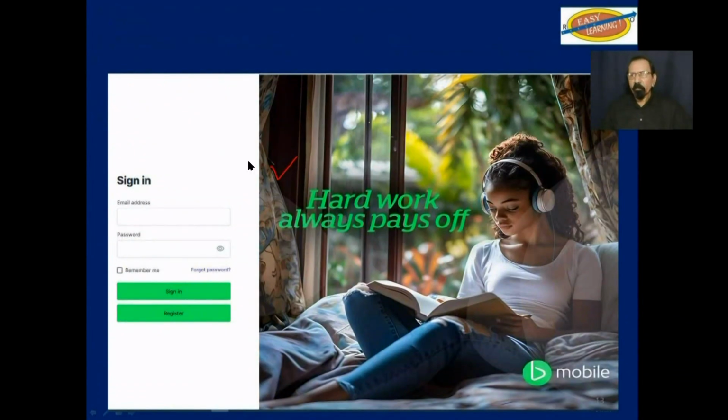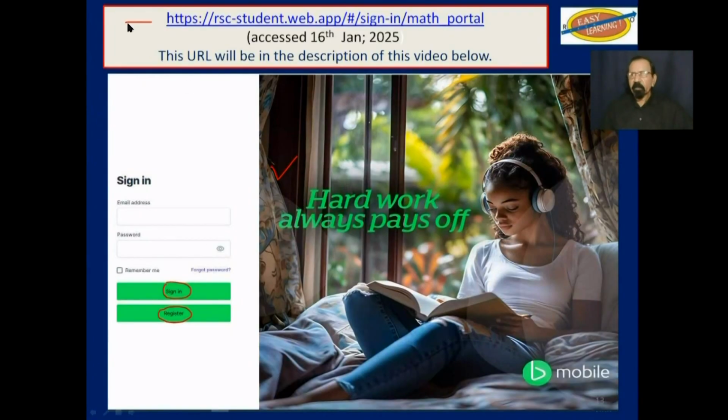This is the home page. You will have to first register and then sign in. Again, this is the URL. That URL will be in the description of this video below so that you can easily click on it and be redirected to this website.